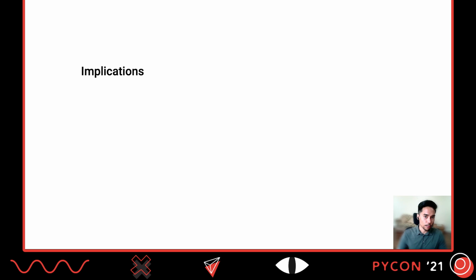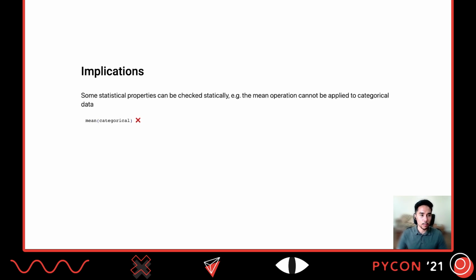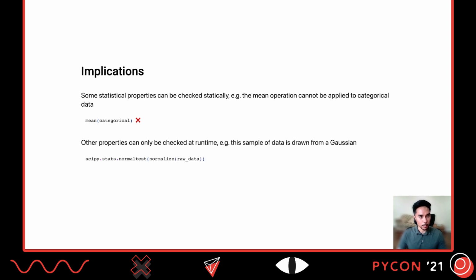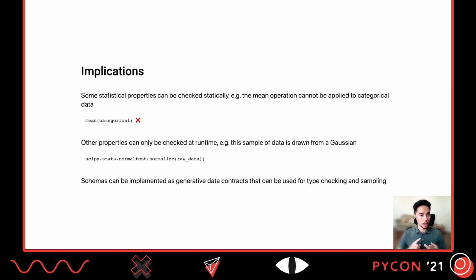The implications of a fully implemented statistical type system are that some statistical properties can be checked statically. For example, you can't really apply the mean operation to categorical data. And yet other properties can only be checked at runtime. For example, whether a specific sample of data was drawn from a Gaussian distribution. And finally, the schemas can actually be implemented as generative data contracts that can be used for both type checking and data validation, and also sampling.